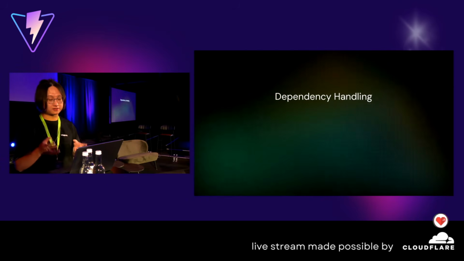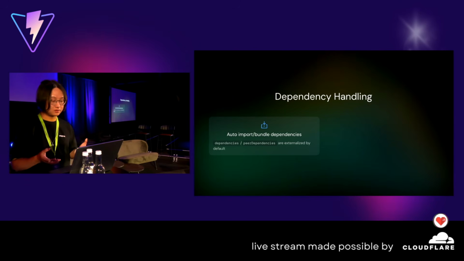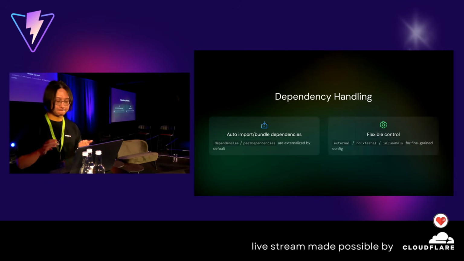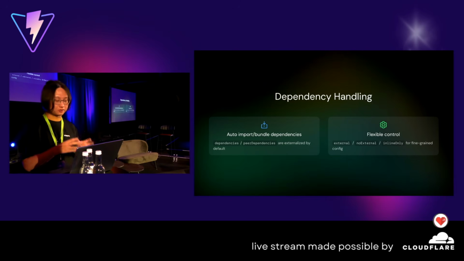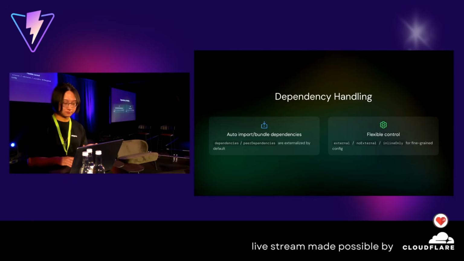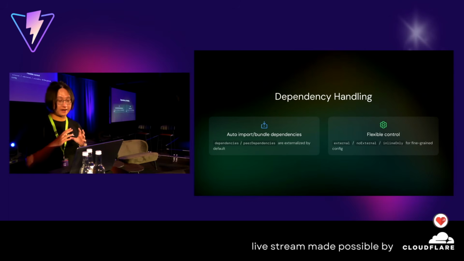tsdown makes dependency handling much easier. It can automatically import or bundle dependencies. And by default, dependencies and peer dependencies are externalized, because they won't be bundled since users will install them through their own package manager. And you also have fine-grained control with options like external and noExternal. So you can decide exactly what to bundle or externalize.